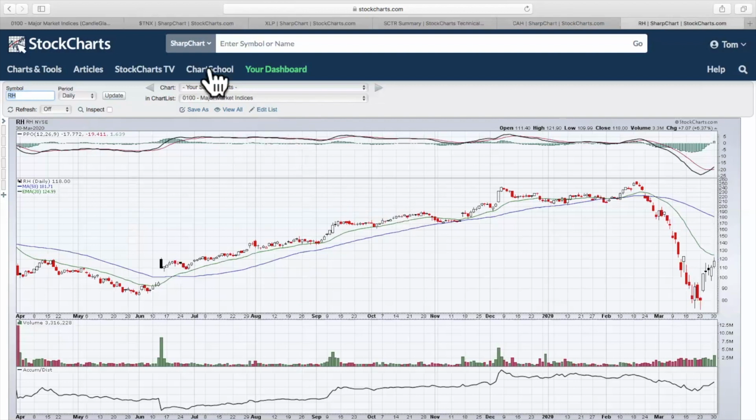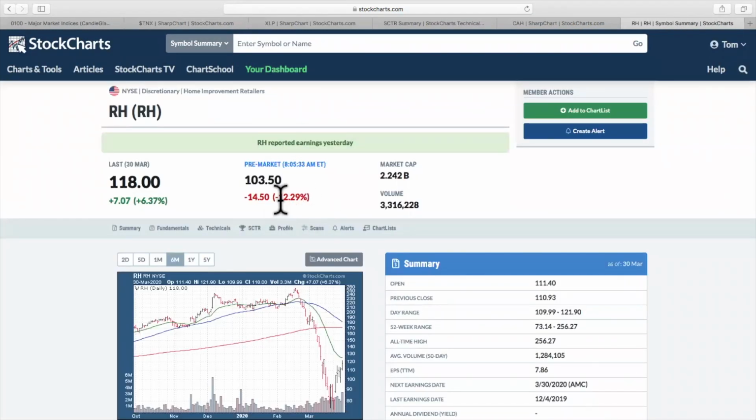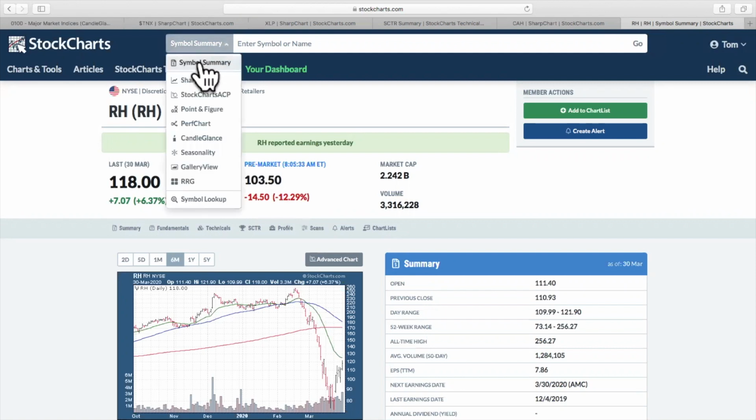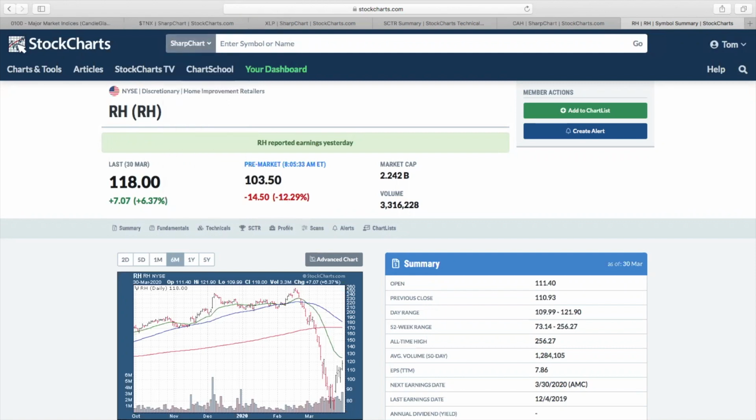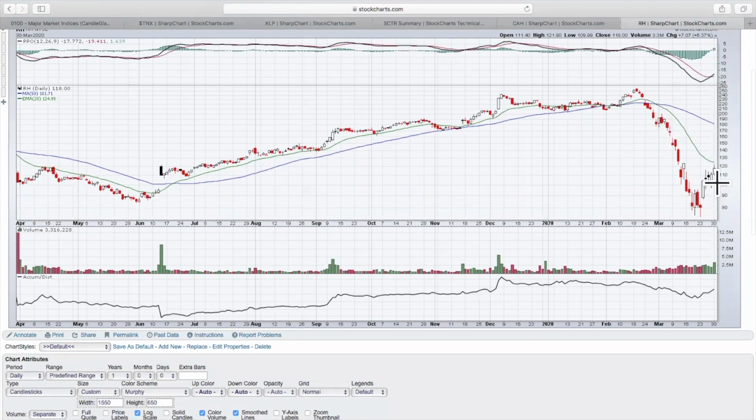So RH came out. Let's go ahead and look at the symbol summary, because then we can get the current pre-market, down 12%. So it is looking to open down $14.50 to 103.50. So if we go back here, 103.50, let's see what's going on the chart. 103.50 would be right here. I don't know where it's going to go after it opens. I mean, it's got a wide trading range from the 70s all the way up into the 120s.